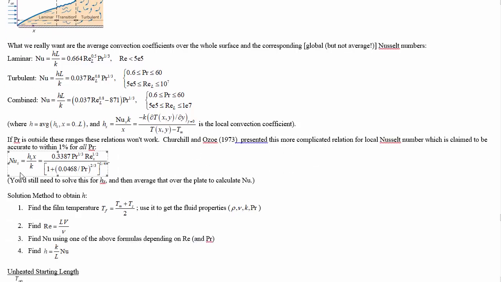So here's your local Nusselt number, and you need to solve this for h and then average over the plate to calculate the actual Nusselt number if you wanted that. But you probably just want the average of the convection coefficient anyway.